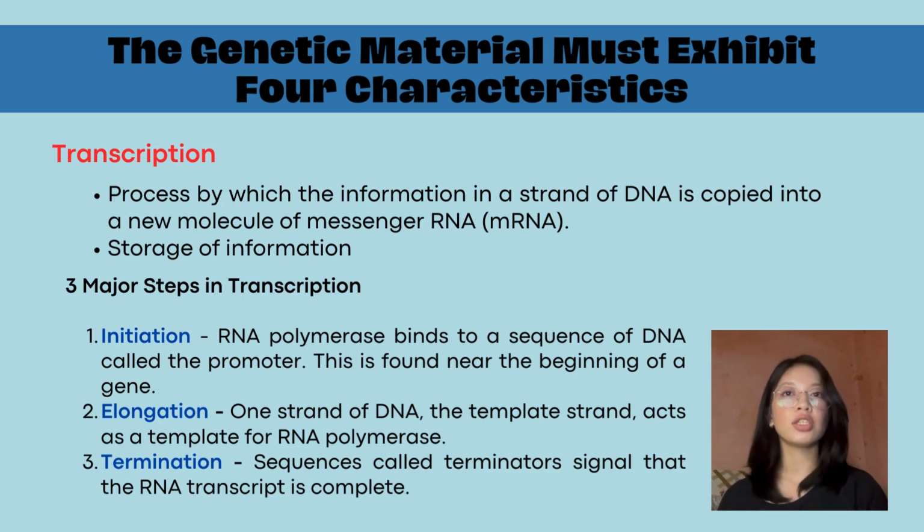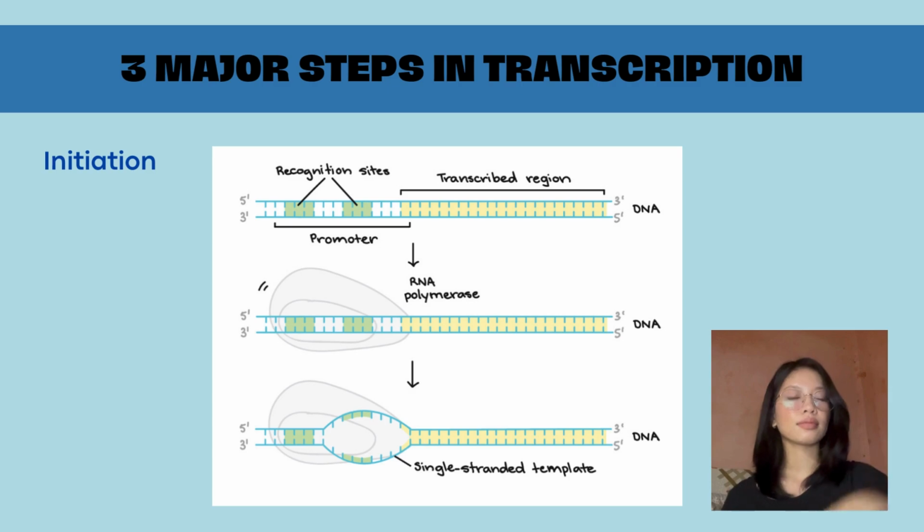Just like replication, transcription also has its three major steps. First, we have the initiation, in which RNA polymerase binds to a sequence of DNA called the promoter. This is found near the beginning of the gene. Second is the elongation, in which one strand of DNA, the template strand, acts as a template for RNA polymerase. And then last, you have the termination. Sequences called terminators signal that the RNA transcript is complete. Let us try to understand these three major steps one by one.